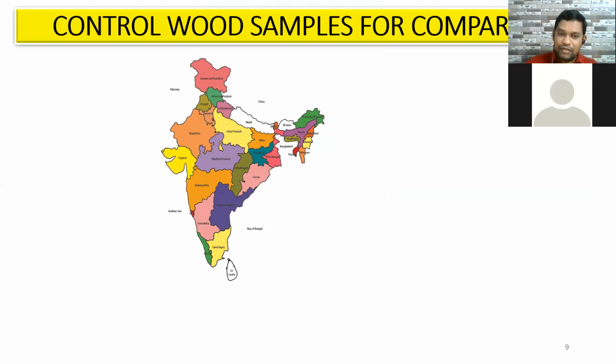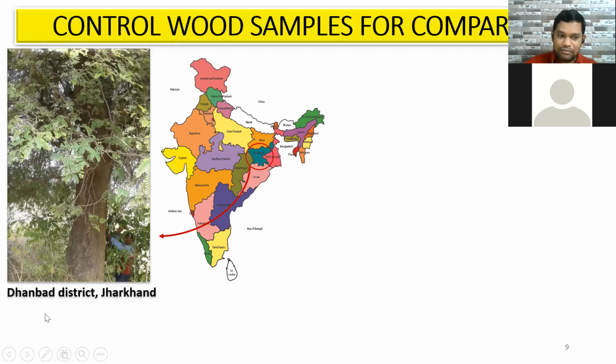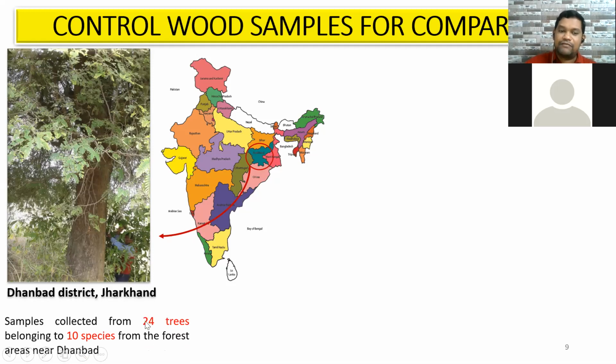So one of the areas I selected was the neighboring state of Jharkhand. In Jharkhand, there is a Dhanbad district where there is a good forest cover. So I selected that area where, after a survey, I found that most of my species were also available for effective comparison. So in that forest area also, I collected samples in the same manner. And from the Dhanbad district, Jharkhand, I collected from 24 trees belonging to 10 species.